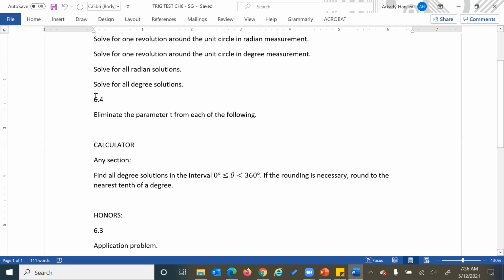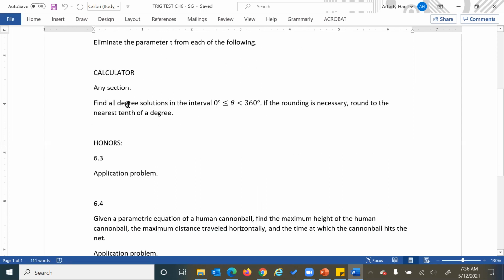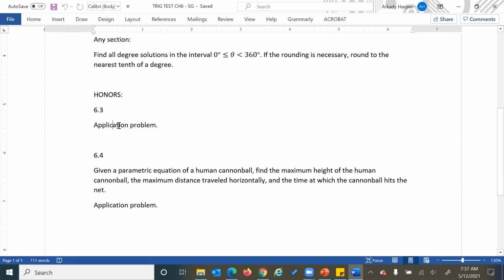Okay, and then from 6.4, just eliminate the parameter t. You should have homework questions similar to that. We're good. And then the calculator section starts all over again. And then it really is just rounding to the nearest 1/10 of a degree. We're good. Honor section, I will give you an application problem in 6.3.